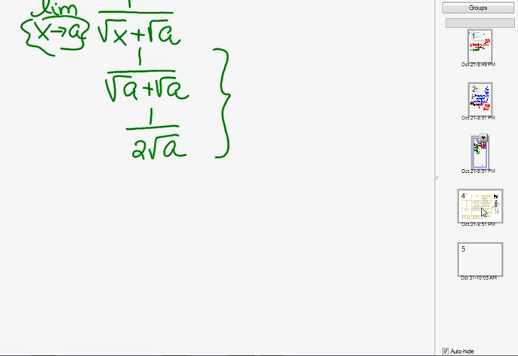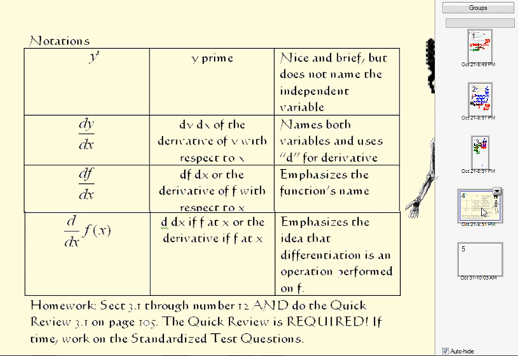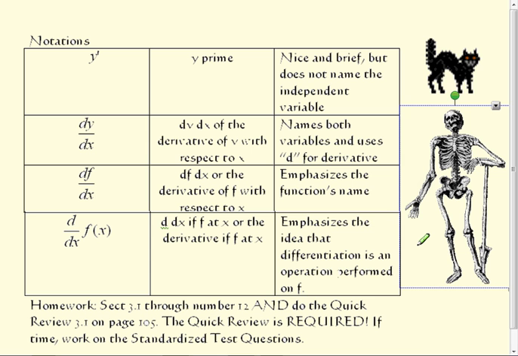Okay. Here's the notations for our derivatives. And then we have a sheet like that. Okay? We have one of those sheets. Yeah, it's right here. You just don't have the skeleton. Okay, this is y prime, or you could say f prime of x. You read it y prime.